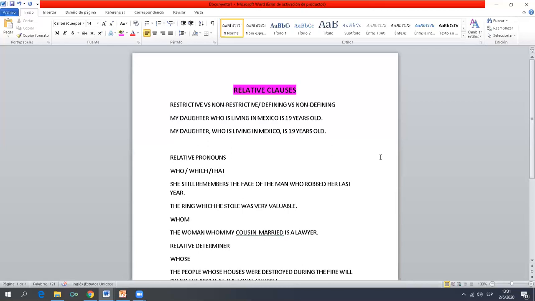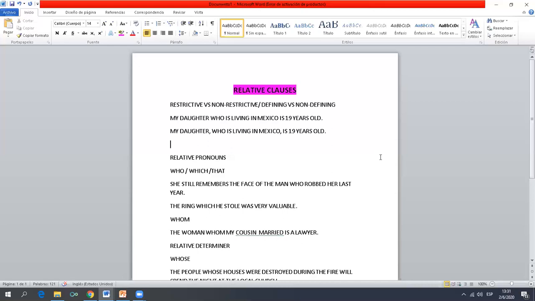So if you use the first, probably that is because you have more than one daughter. Imagine I had two daughters. So I could say, my daughter who's living in Mexico is 19 years old. And that means my daughter who lives with me is older. That's why it is called a restrictive relative clause, because it restricts the scope of the noun it is related to.